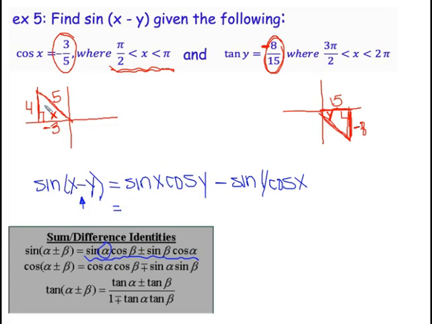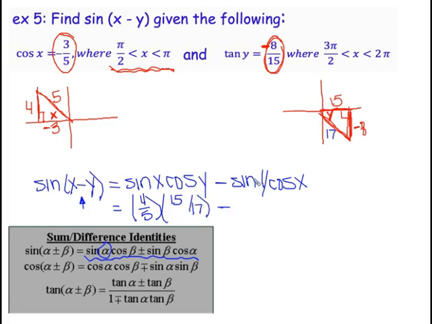So let's find sine of x. That's this triangle over here. Sine is opposite over hypotenuse, so sine of x would be 4 over 5. Now let's find cosine of y. That's this triangle over here. Cosine is adjacent over hypotenuse, so we would need 15, and the hypotenuse would be 17 if you did the Pythagorean theorem. So we'd have 15 over 17.